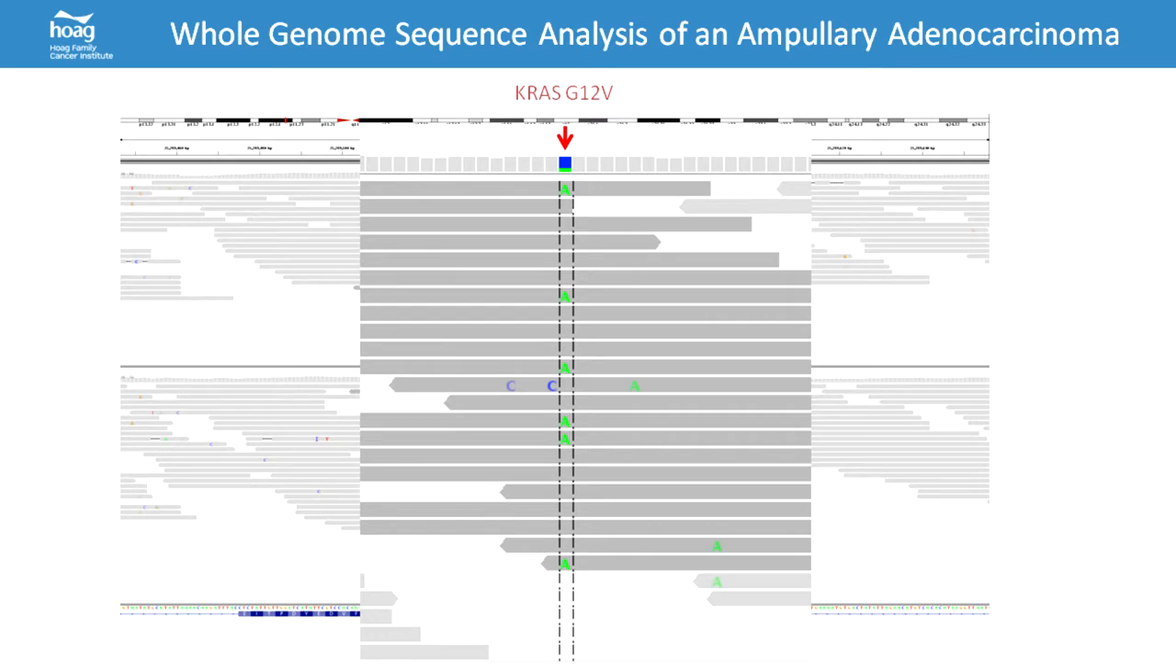So what you end up with is something like this, and this is one of the formats for viewing these, and each one of the horizontal lines is a read. And you'll see the same KRAS gene, glycine to valine, position 12. The gray means wild type or normal, but anytime you have a substitution, it shows up. And you can see the percentage of the abnormal reads is the allele frequency.